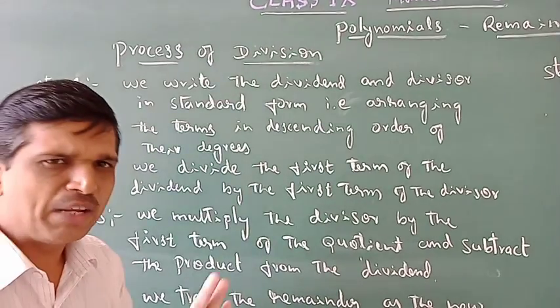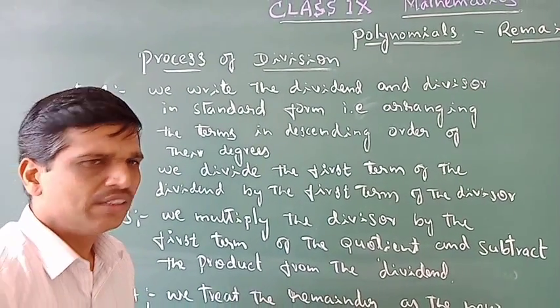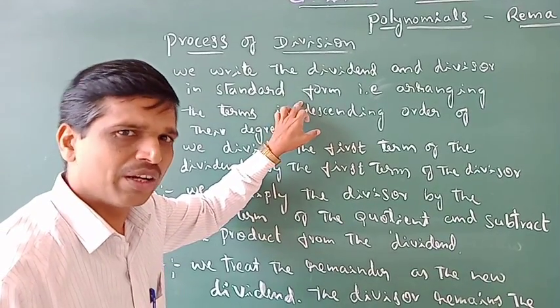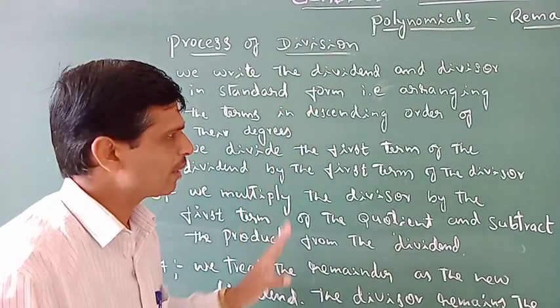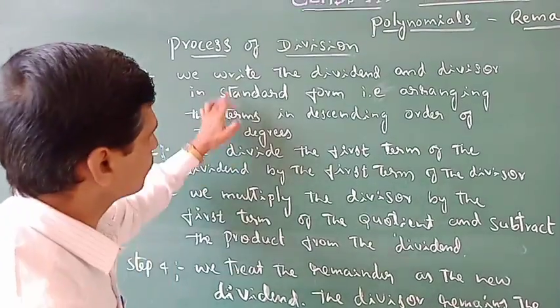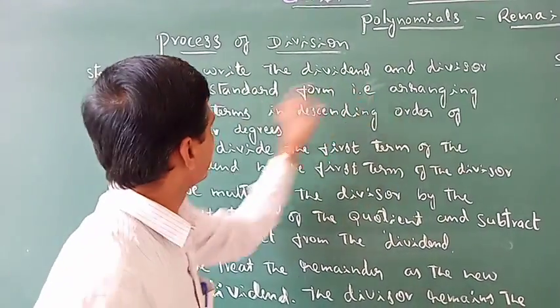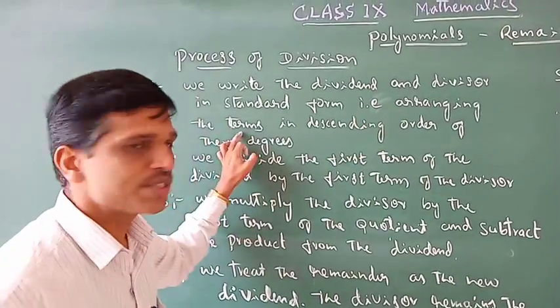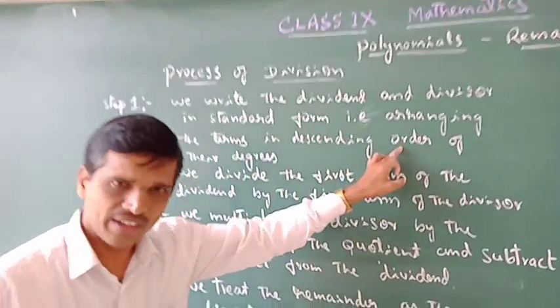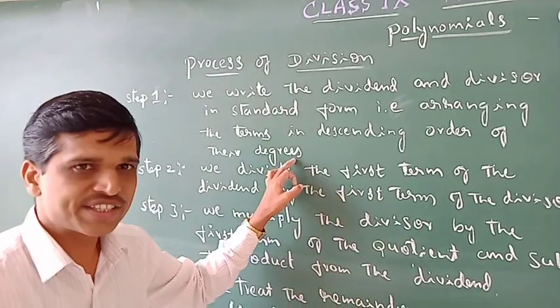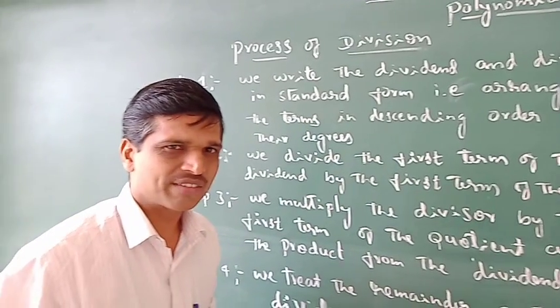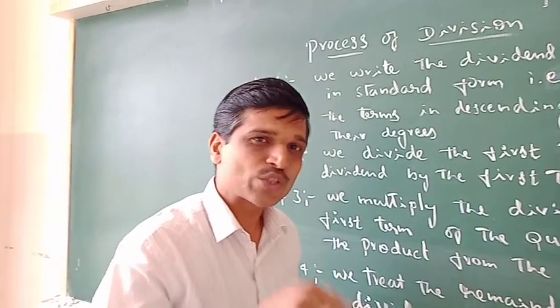Any polynomial, if you consider, has a standard form. Of course, it is applicable especially for polynomials; a number may be any real number also. So we write the dividend and divisor in standard form first, that is, arranging the terms in descending order of their degrees. Here degrees are required. For example, 1 plus x square can be written as x square plus 1.